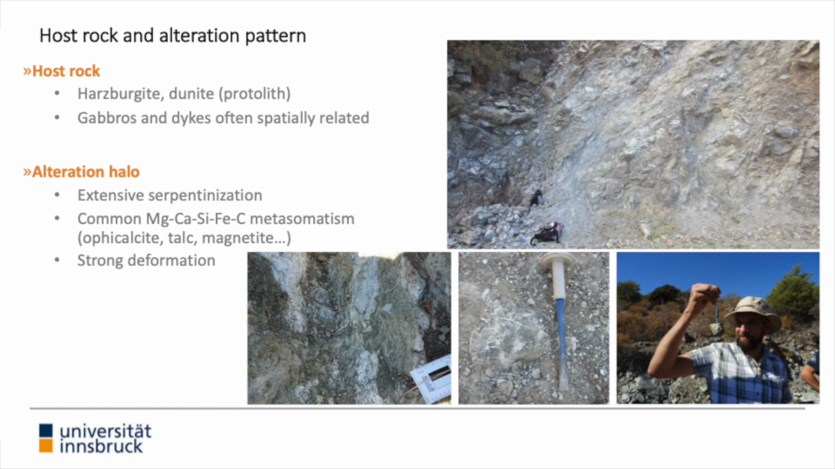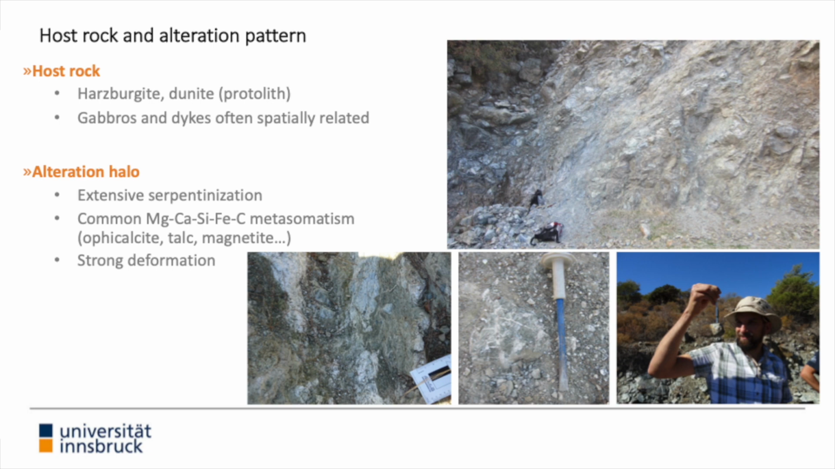And the alteration: in addition to serpentinization, you often have different types of magnesium, calcium, silicon, iron, and carbon metasomatism. So everything that you can find on the seafloor, such as ophicalcite, talc, or magnetite, or high temperature metasomatism, such as ilvaite and stuff that Rémi just presented beforehand. And obviously, everything is very strongly deformed.